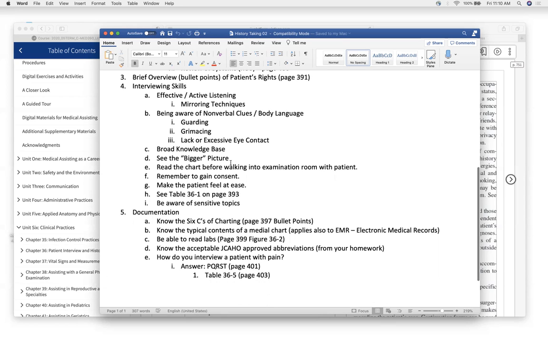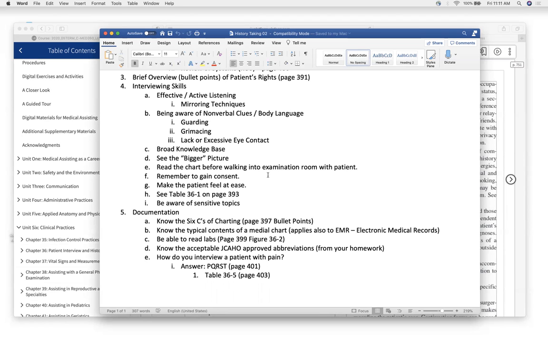Have a broad knowledge base. That's why, of course, you go to school. You have to see the bigger picture. And what's the bigger picture? You are there to help the patient. So know that, yes, you're the low person on the totem pole, but what would happen to the totem pole if I cut out the low person on the totem pole? It would fall down. So you are a vital, important part of this medical management.